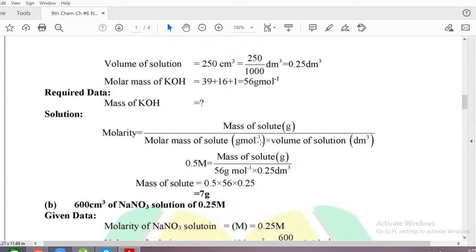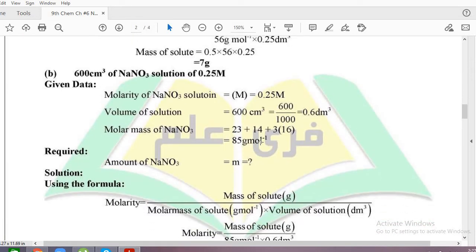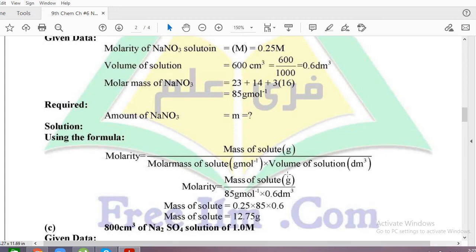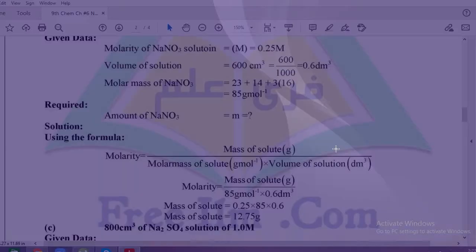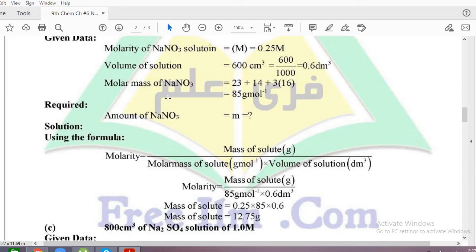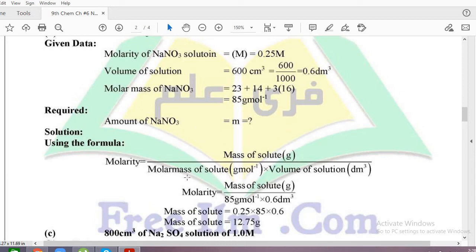So the same formula which we are using is molarity is equal to number of moles divided by volume of solution in dm cube, as the number of moles is mass of solute over molar mass of solute. So mass of solute we need to calculate. We are again going to multiply these three numbers. So to calculate the molar mass of solute, we are going to add up the atomic masses of sodium, nitrogen and oxygen.